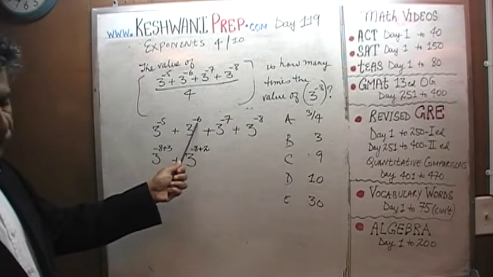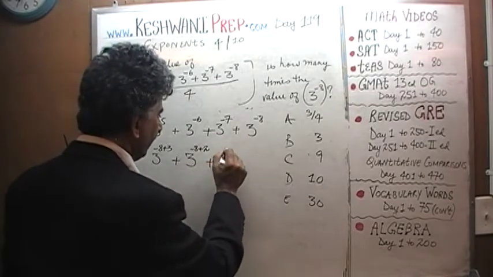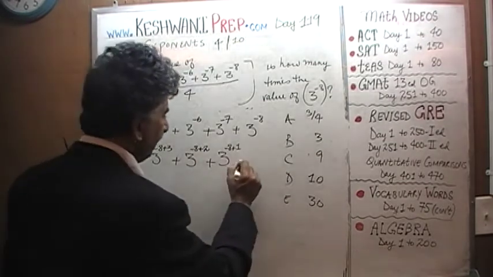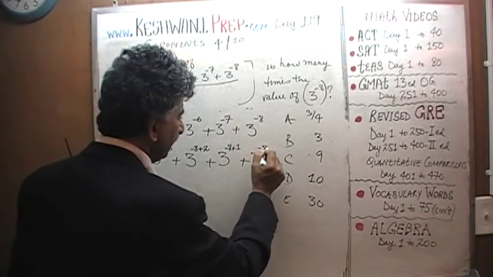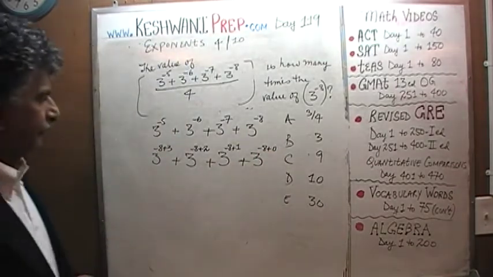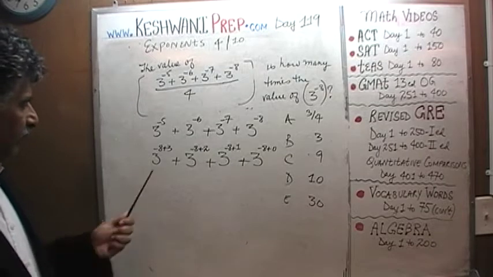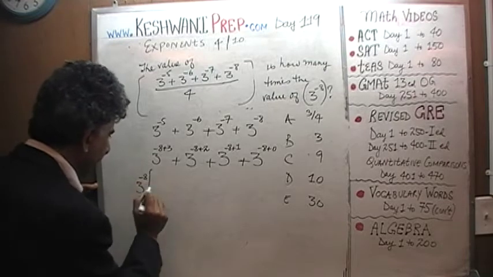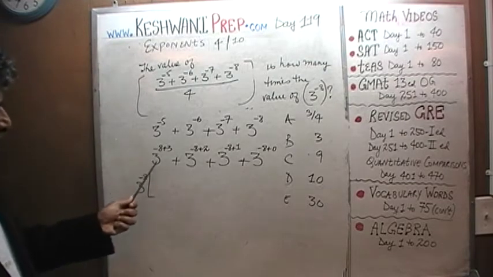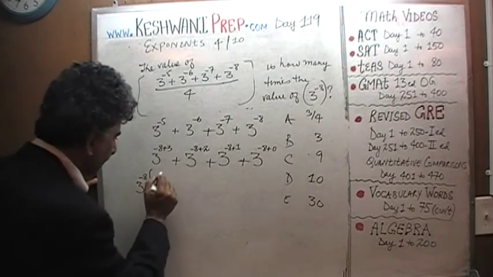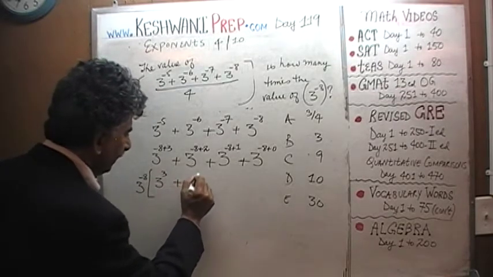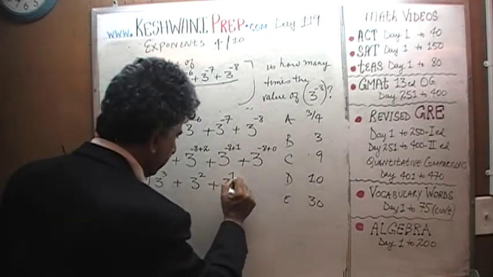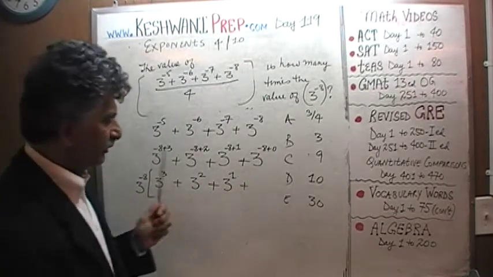Negative 8 plus 2 is negative 6. Plus 3 raised to negative 8 plus 1. Again, negative 8 plus 1 is negative 7, you see? And finally, we'll have 3 raised to negative 8 plus 0. This is the tricky part. Do you understand? That's it. Now we can take out the 3 raised to negative 8 as a common factor. From the first term, we took out the negative 8, we are left with 3 raised to 3. From the second term, we are left with 3 raised to 2. Here we are left with 3 raised to 1. And here, don't forget, we are left with 3 raised to 0, which is important.